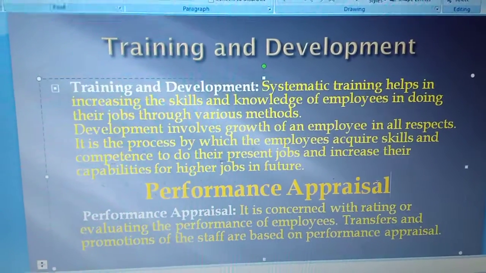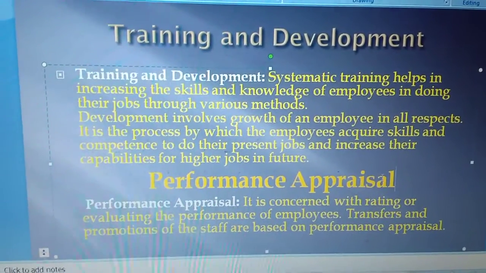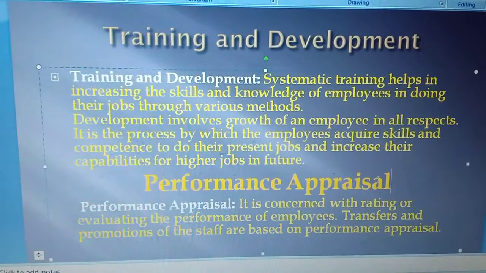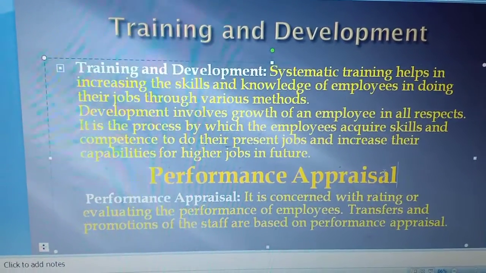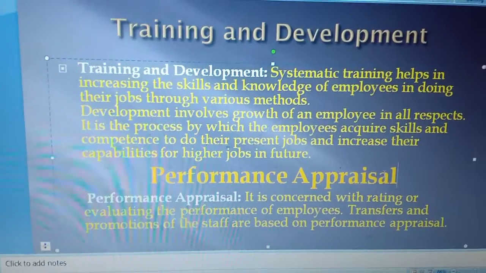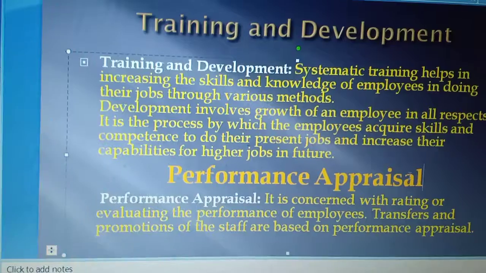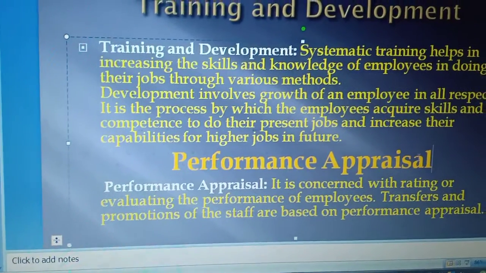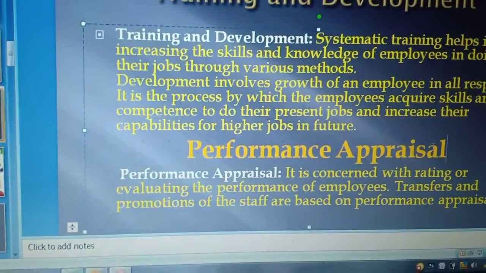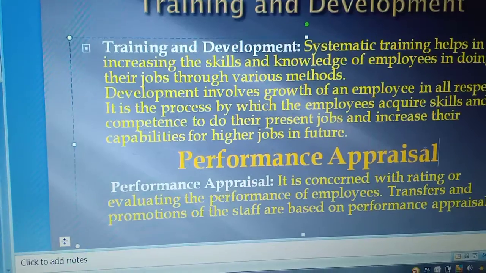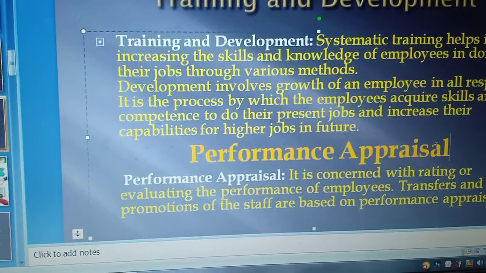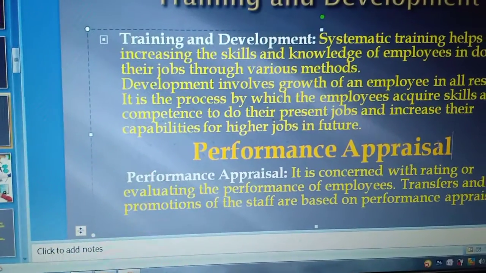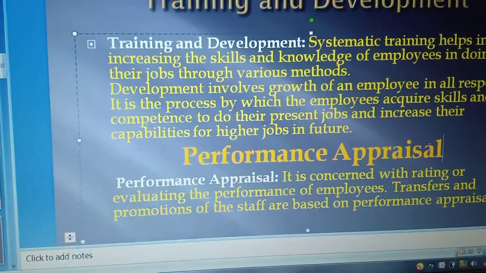The next step is training and development. Systematic training helps in increasing the skills and knowledge of the employees in doing their job through various methods. So training refers to the process by which the skills and abilities of the employees get increased, which helps in the increase in their performance.